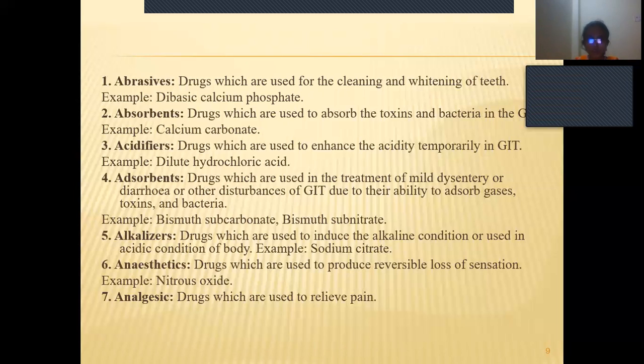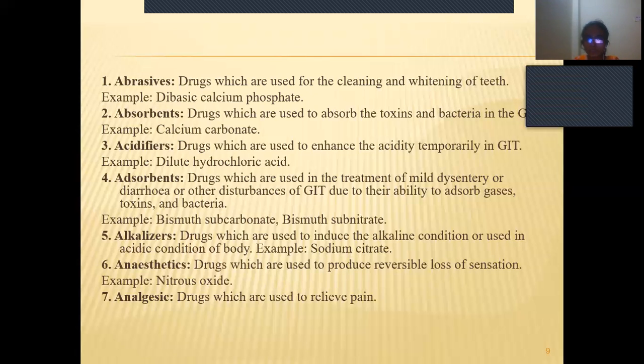Next one is adsorbents. These are the drugs which are used in the treatment of diarrhea and other disturbances of the gastrointestinal tract due to their ability to absorb gases, toxins, and bacteria. So they are mainly used in the treatment of diarrhea and other disturbances that occur in our stomach. It is also used to absorb dangerous poison present in our stomach, and it will also destroy the bacteria present in the stomach.